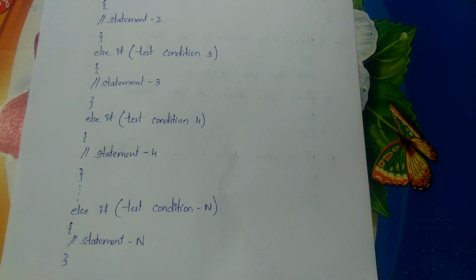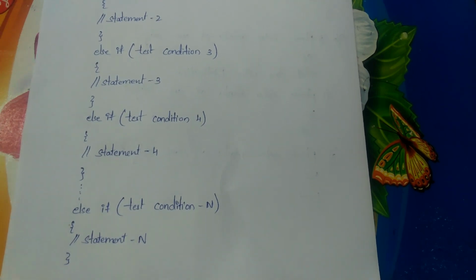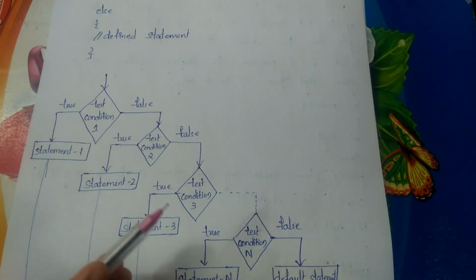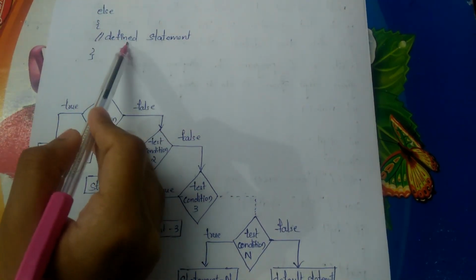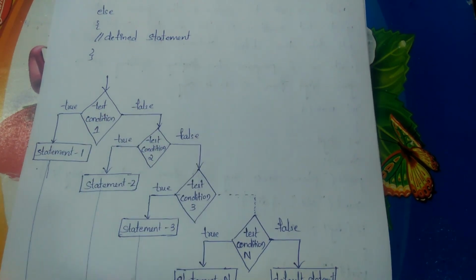Now after this else if we have to close it with the else. In else we don't write any test condition. So finally we closed that with the else. In this else we write some defined statement. Now let's see the flowchart for this else if ladder.